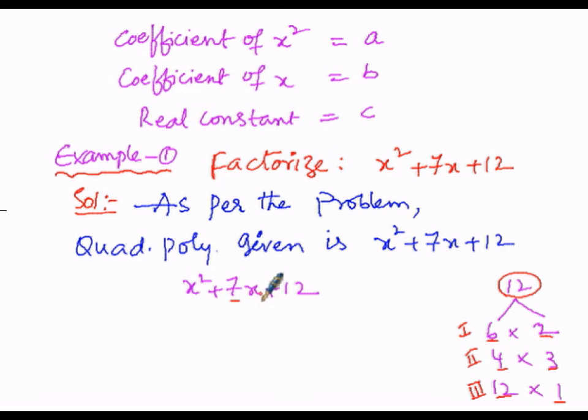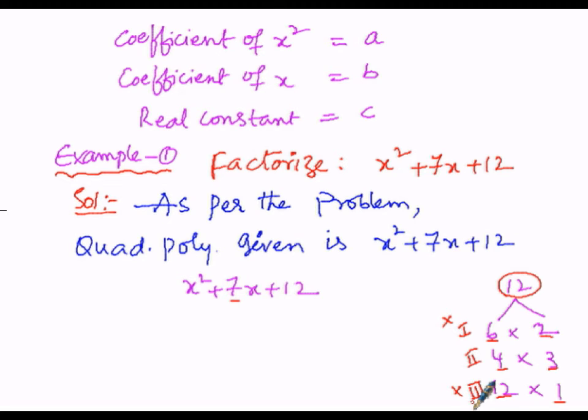So here, whatever we are choosing as 6 and 2 is the wrong option. Then let us go for 12 and 1. 12 plus 1 is 13, which is not the coefficient of this x. 12 minus 1 is 11, and 11 is not the coefficient of x. Either by adding the factors or by subtracting them, we must get the middle term. So this is also not the correct option.